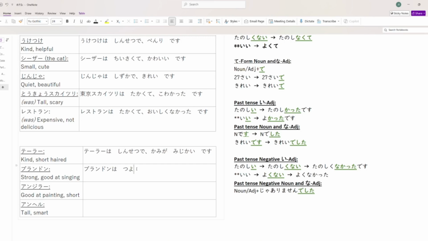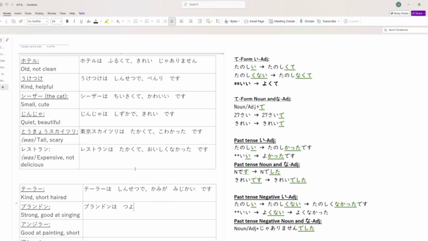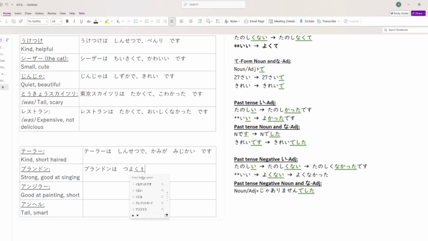Hold on. Can you scroll up on the right for me just a moment? Okay. It's just kute. So tsuyokute. Tsuyokute, comma, good at singing. Uta no jozu? That feels wrong. You're close, but it's slightly off. Good at.